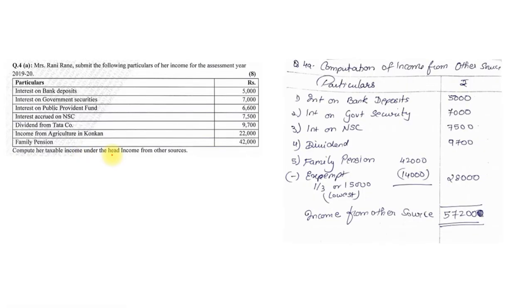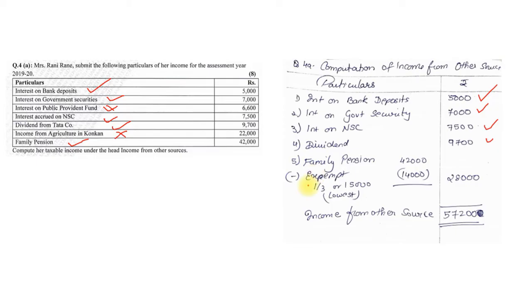Okay, Miss Rani Rane submits the following income for the assessment year. They're giving you all the details and they told you to compute income under other heads of income, or other source. Now, for income from other source: interest on business deposit, yes, it's an income from other source, 5,000. Interest on government security, yes, it's an income from other source, 7,000. Interest on provident fund, it is exempted, will not appear in the sum. Interest on NSC, yes, it will appear. Dividend from Tata, yes. Income from agriculture, exempted income.